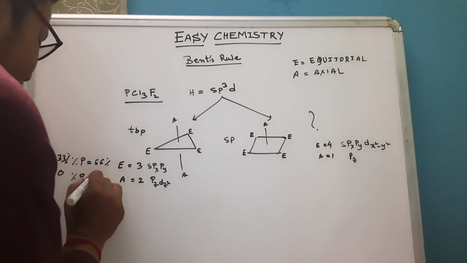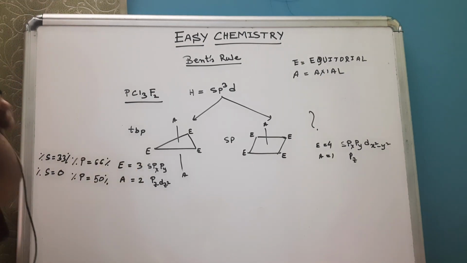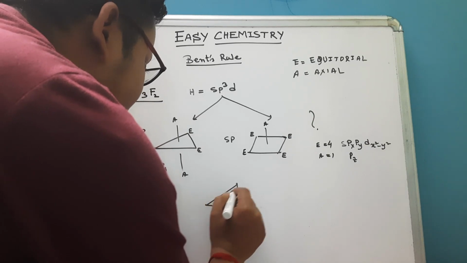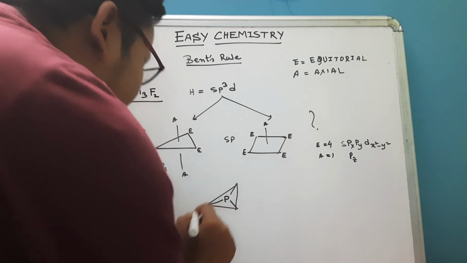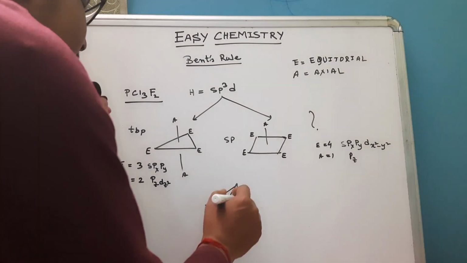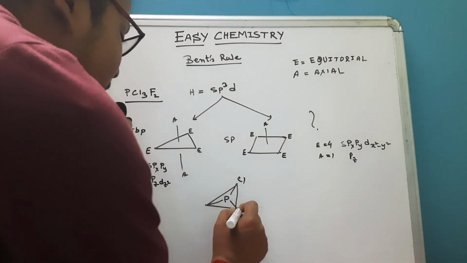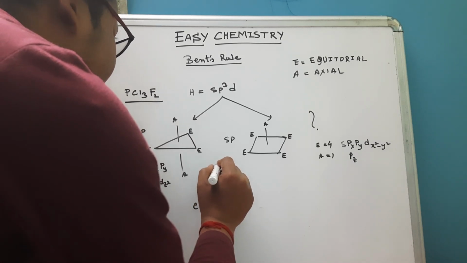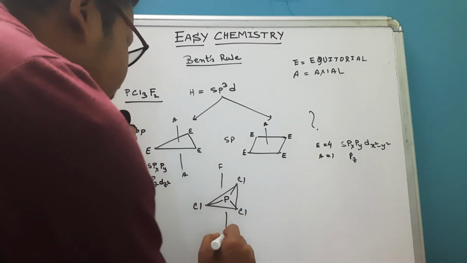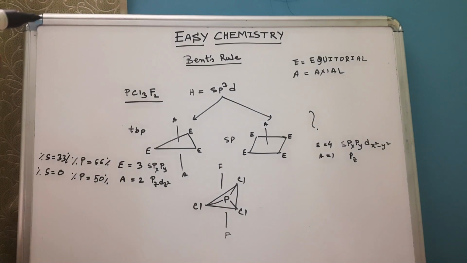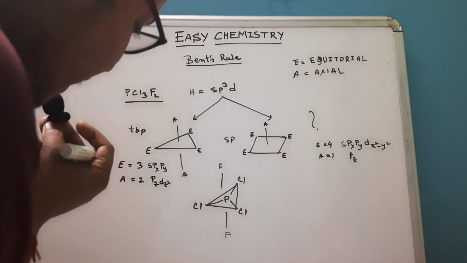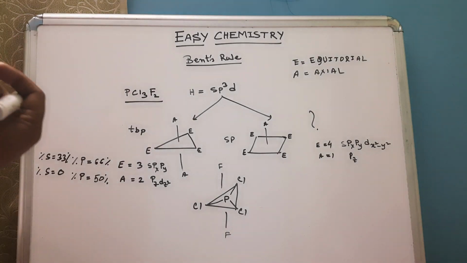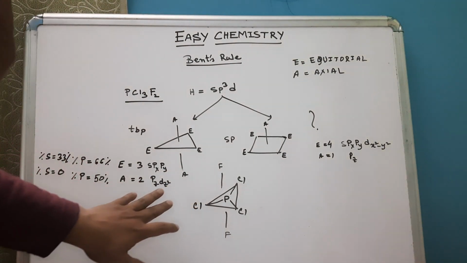is 50%. So in the basic structure, here the phosphorus has three equatorial positions occupied by chlorine atoms, and the two axial positions are occupied by fluorine atoms. Why? Because Bent's rule says the hybrid orbital of greater p character is projected towards the more electronegative substituent, so as chlorine has less electronegativity, it takes the orbitals with more s character.